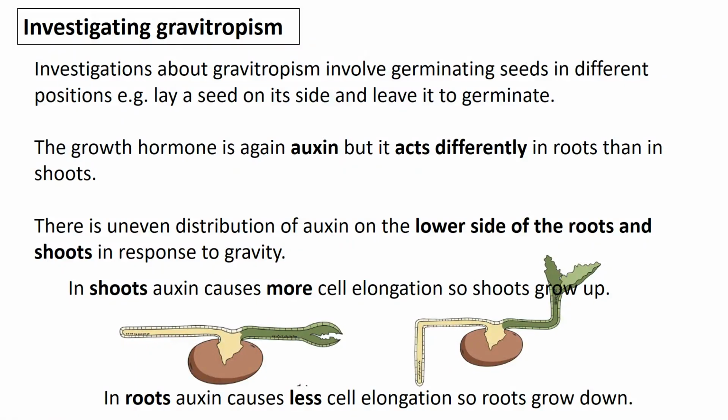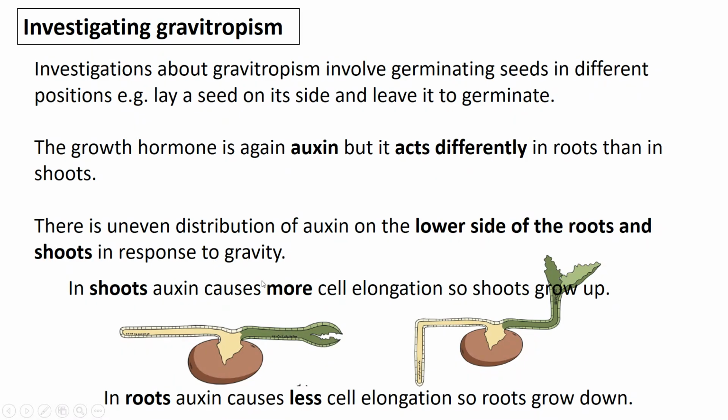Gravitropism, though, is slightly different. When you do investigations on gravitropism, you put germinating seeds in different positions and leave them to germinate. What you find from that is it's still the growth hormone auxin, but it actually has a different response in roots than it does in shoots. There is again an uneven distribution, but this time the auxin moves in response to gravity, and it goes on the lower side of the roots and the lower side of the shoots when you first put them in.